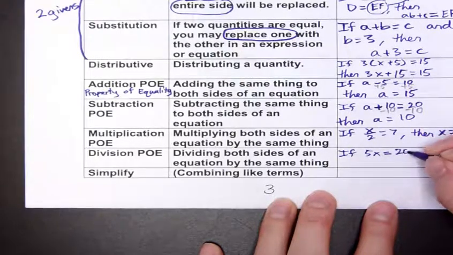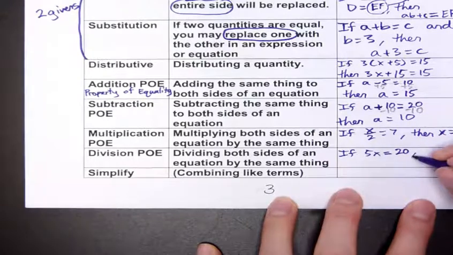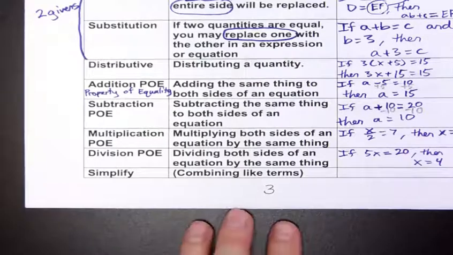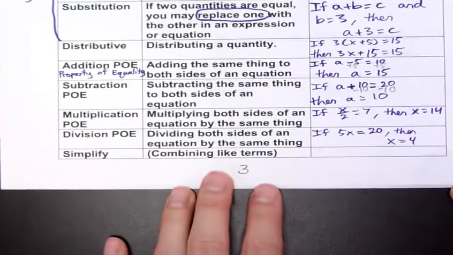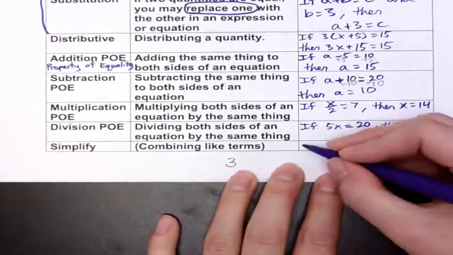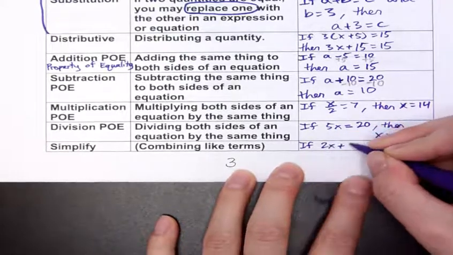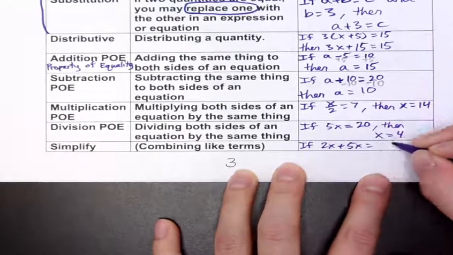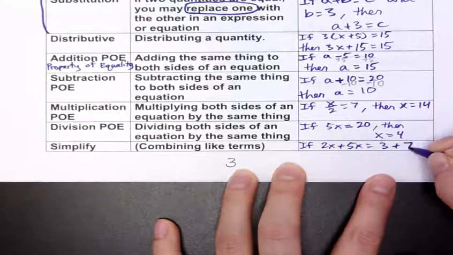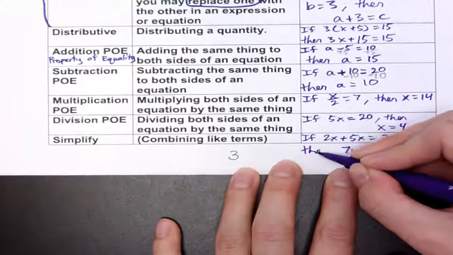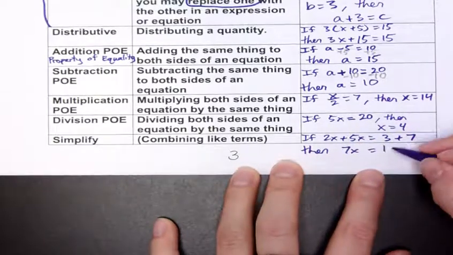If 5x equals 20, what does x equal? Then x equals 4. And then sometimes we just simplify. So if I have 2x plus 5x equals 3 plus 7, then 7x equals 10.